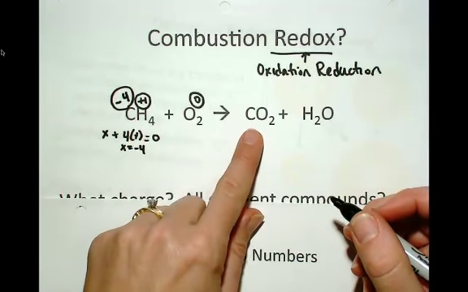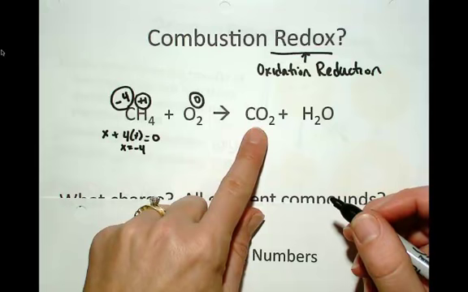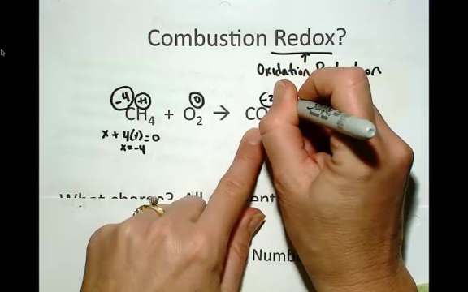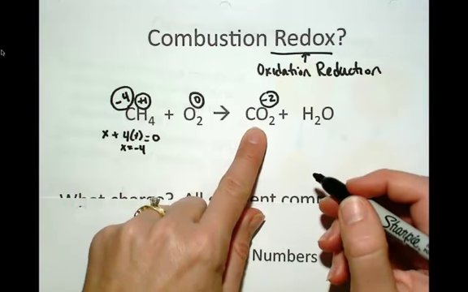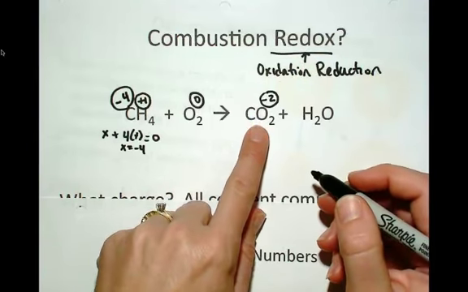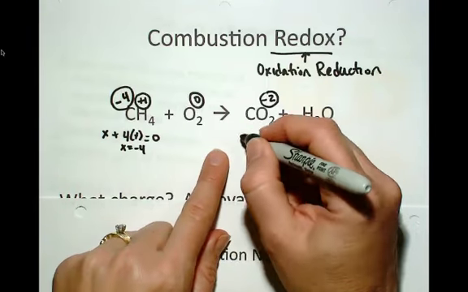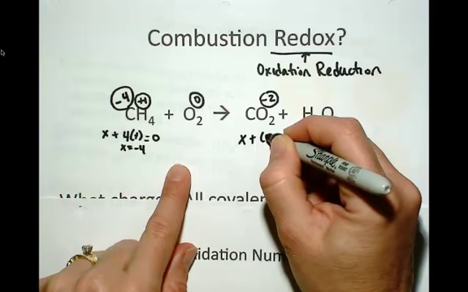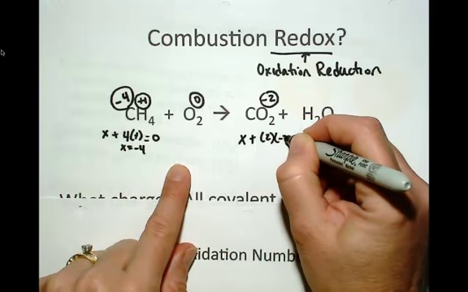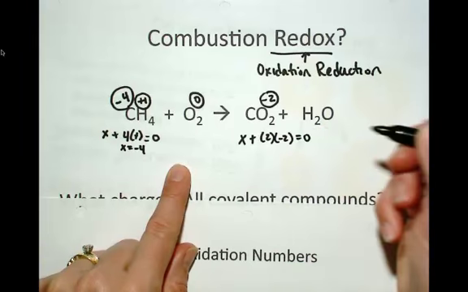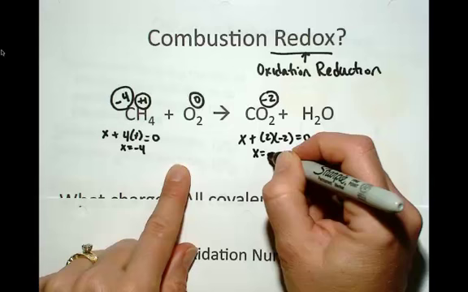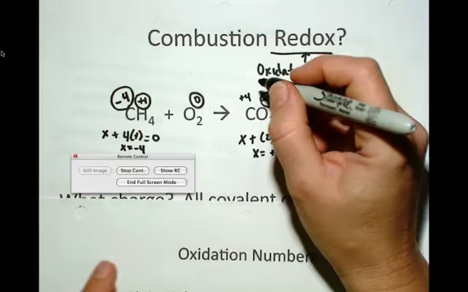Then if you move over to this side, the other basic rule that helps keep you straight is the oxygen always has an oxidation number of -2. So I labeled the oxygen, and then based on what the oxygen is, I'm going to figure out the carbon using the same technique. I don't know what carbon is. I know that I have 2 atoms with a -2 oxidation number, and I know the whole thing has to add up to 0. So in this case, the oxidation number is +4.